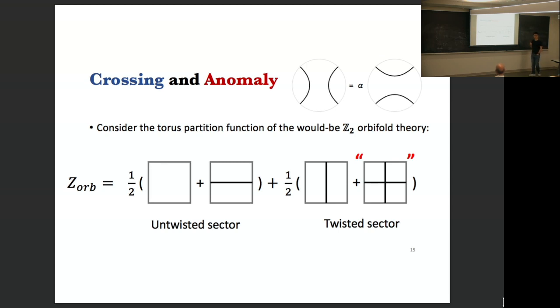Now I want to compute the torus partition function of the Z2 gauged theory. The torus partition function can be written in terms of four terms of the original ungauged theory. So the square here is supposed to represent the torus, where this side and this side are identified, and this side and this side are identified. The first two terms can be interpreted as the contribution from the untwisted sector in the original theory. But it's not all the operators in the untwisted sector.